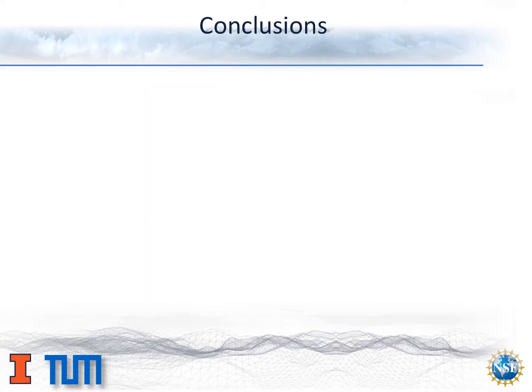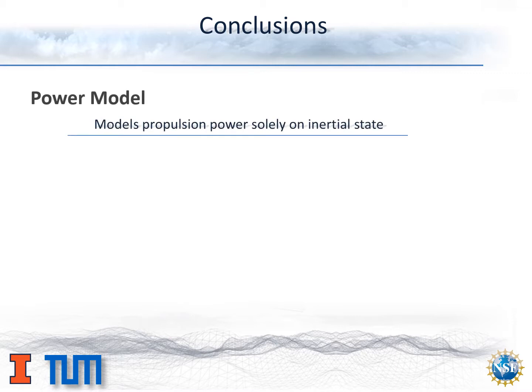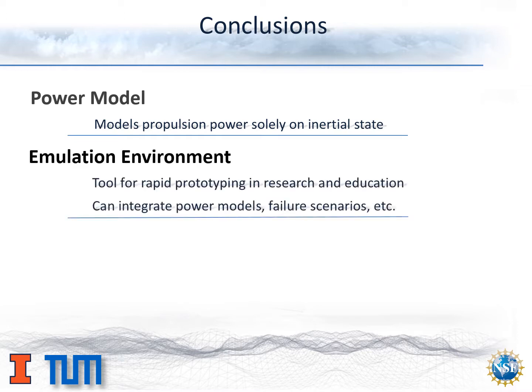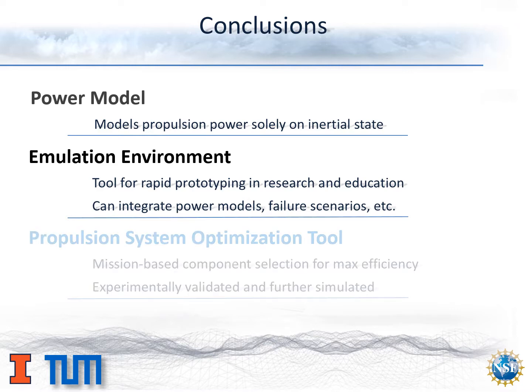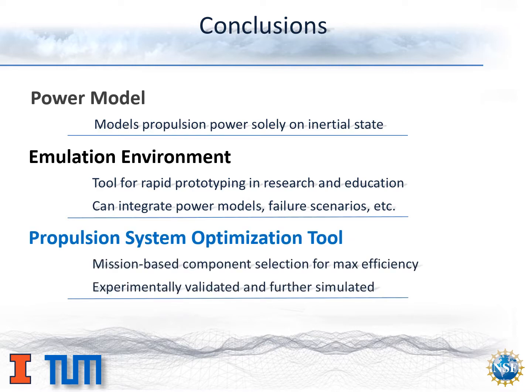To conclude, we previously developed a power model that provides high-fidelity estimation of aircraft propulsion power requirements solely based on aircraft inertial state. Additionally, we created an emulation environment as a tool for rapid prototyping, and that can integrate the aforementioned power model as well as other functionality. In our current work, we developed, experimentally validated, and further simulated a propulsion system optimization tool that selects the most efficient propeller motor combinations for a given mission.